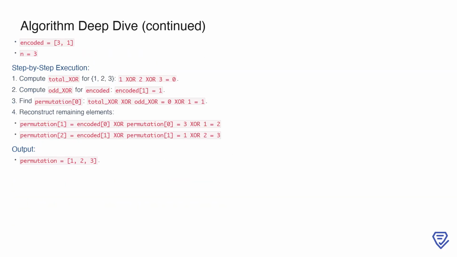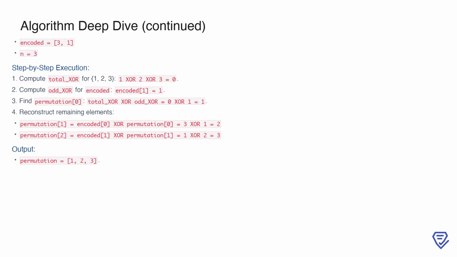Let's walk through an example to solidify these concepts. Suppose the encoded array is [3, 1], and n is 3. First, we compute total_XOR for the numbers 1 through 3. XORing these values gives 1 XOR 2 XOR 3 equals 0. Next, we calculate odd_XOR by XORing the odd-indexed elements of the encoded array. Here, encoded[1] equals 1, so odd_XOR equals 1. Now, we find the first element of the permutation array using the formula permutation[0] equals total_XOR XOR odd_XOR. Substituting the values, we get 0 XOR 1 equals 1.